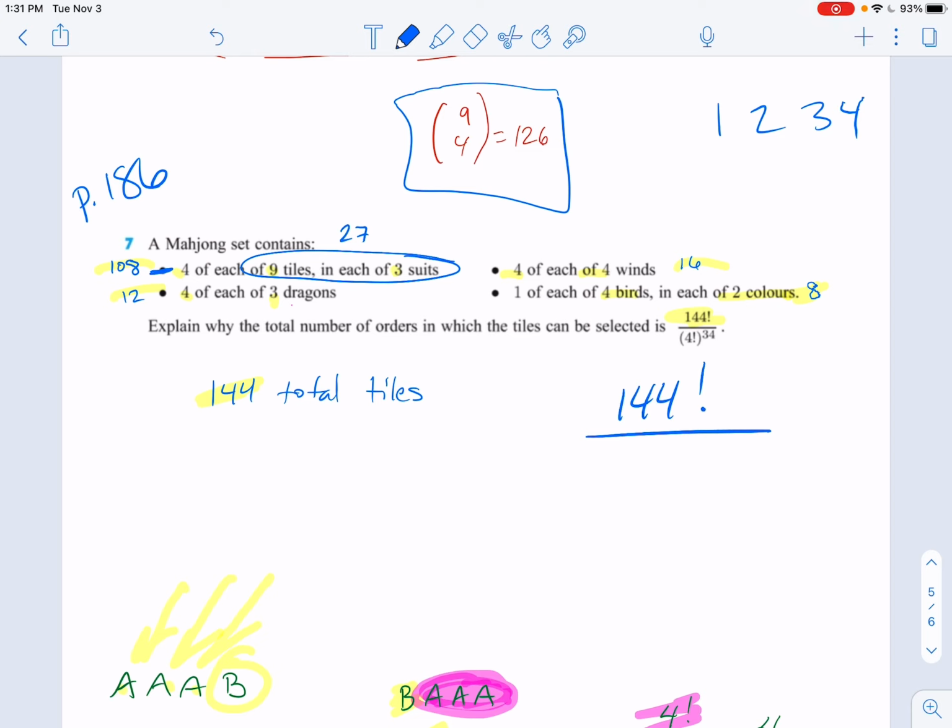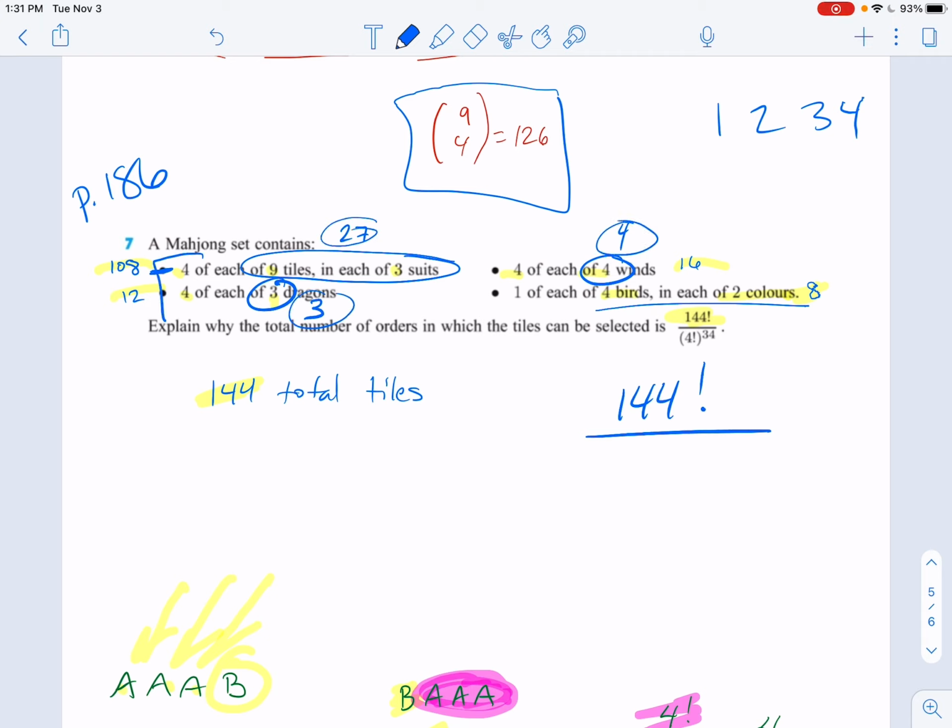Okay, so it's 27 here, and then you've got 4 of 3 dragons, so you've got 12 tiles that have a total of 3 images. You have 4 of 4 winds, so you've got 4 images. And all of these birds are different images, so that doesn't get taken into consideration. But when I have 27 plus 3 plus 4, that's equal to 34.